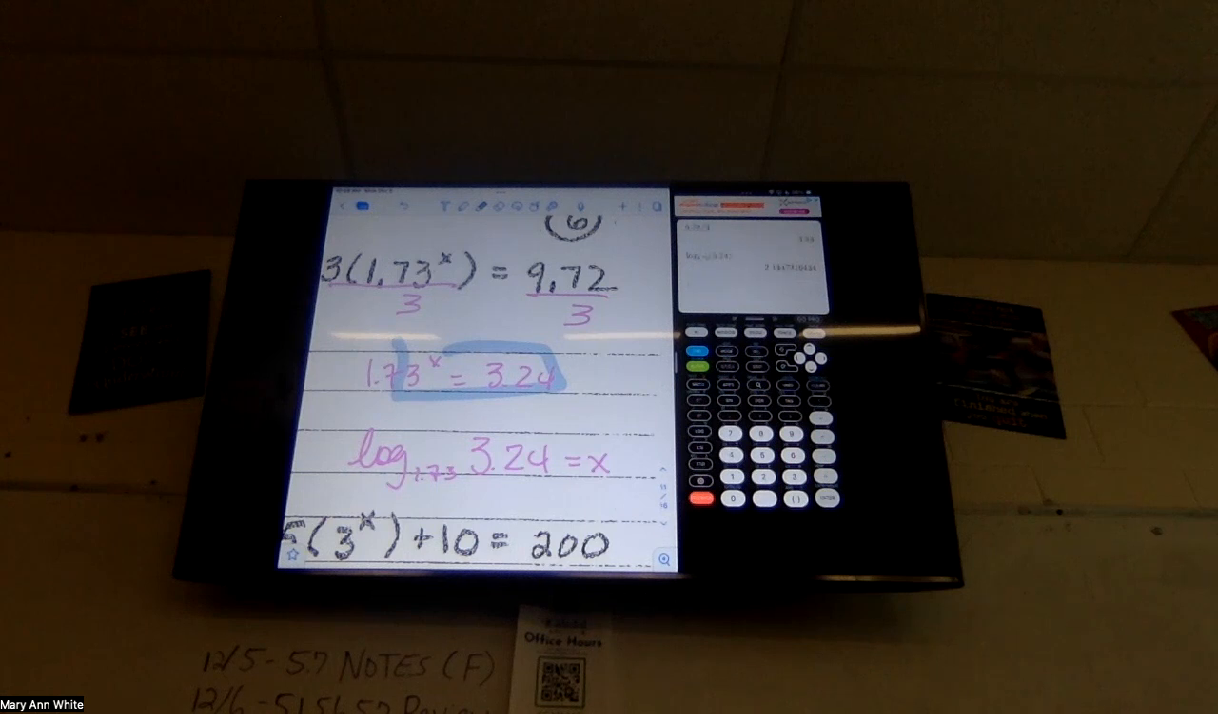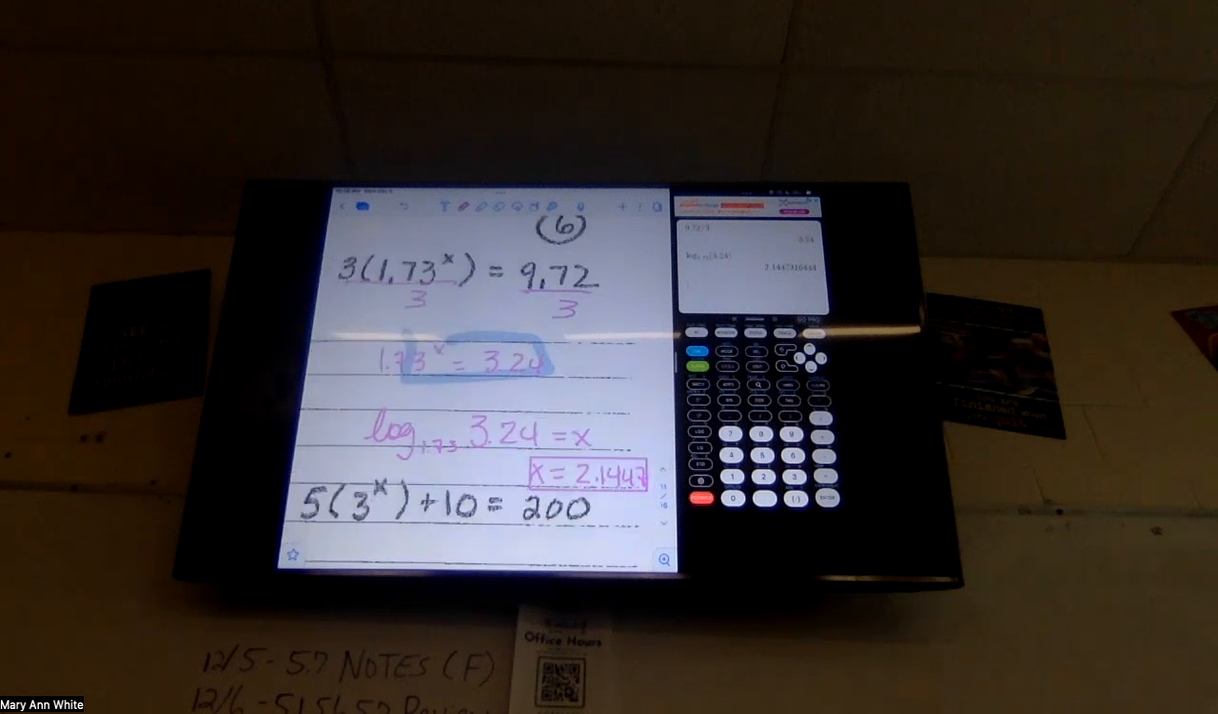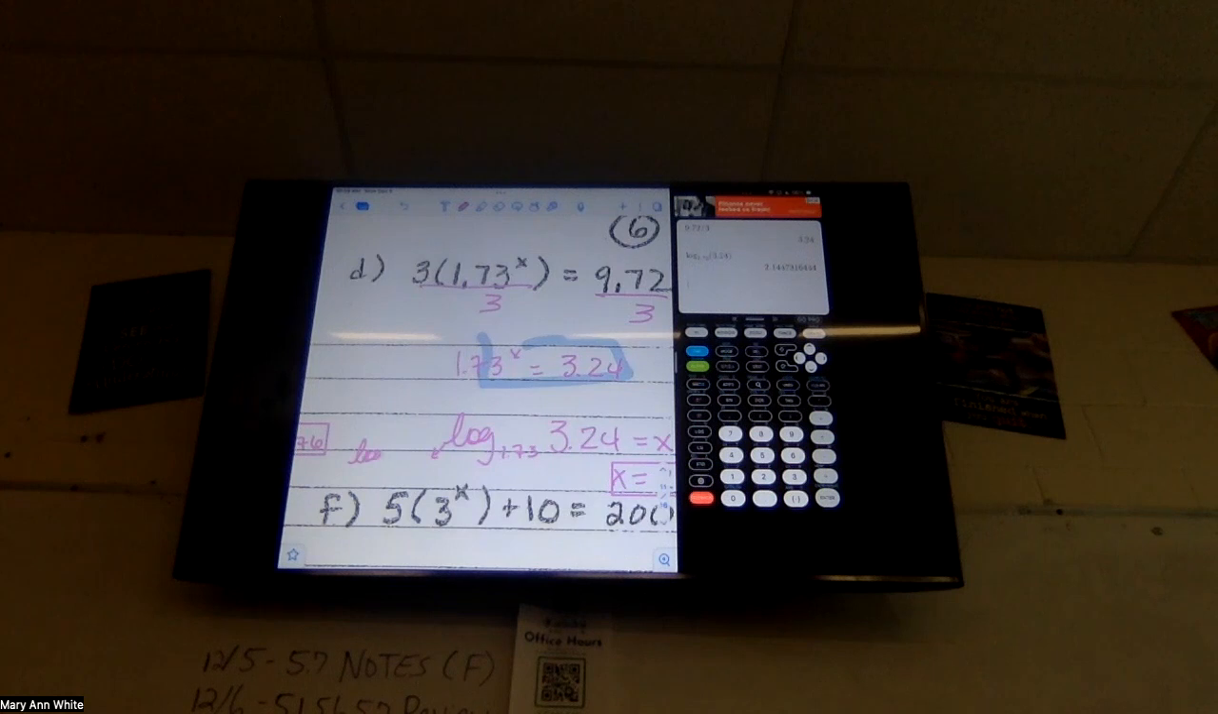And I get x equals 2.1447. How do you do it on a calculator? On the old calculator, you want to set it up into a fraction. It becomes log over log, and the base goes on the bottom. So we're going to put log of 1.73 on the bottom, and the log of 3.24 goes on top. So log of 3.24 divided by log of 1.73. And did you get 2.1447?